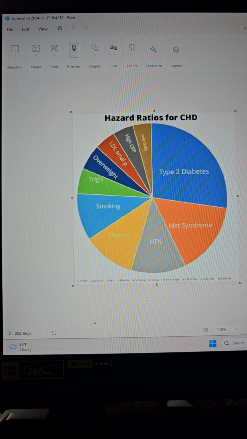And all of this can be fixed with the carnivore diet. You can reverse your type 2 diabetes. That will also reverse your metabolic syndrome.